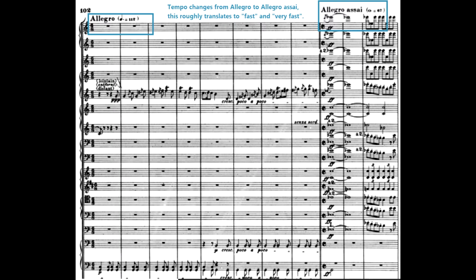One example is the fifth movement from Hector Berlioz's Symphonie Fantastique, which undergoes several tempo changes. This example starts at allegro and ends allegro assai, which roughly translates to from fast to very fast. We will further explore tempo and rhythm in the performance techniques video lesson about rhythm and time.